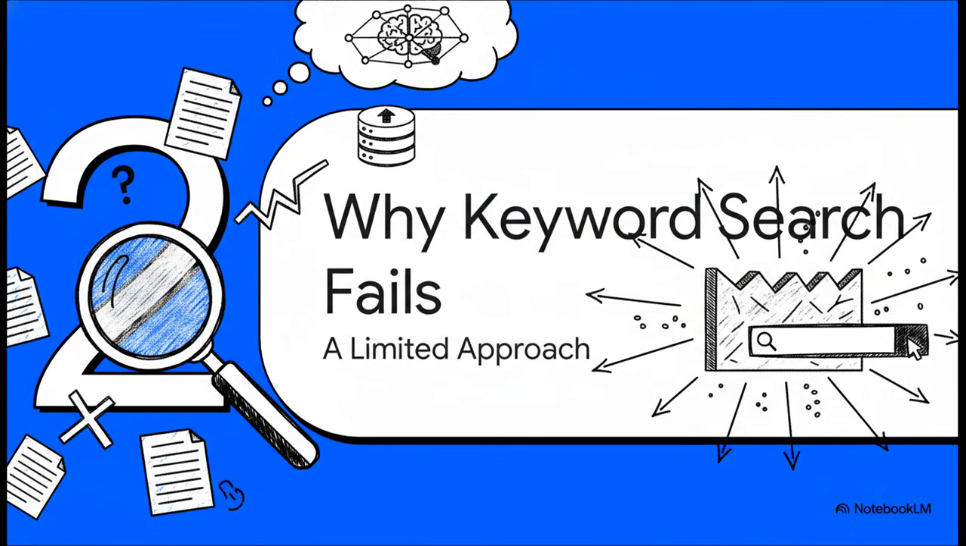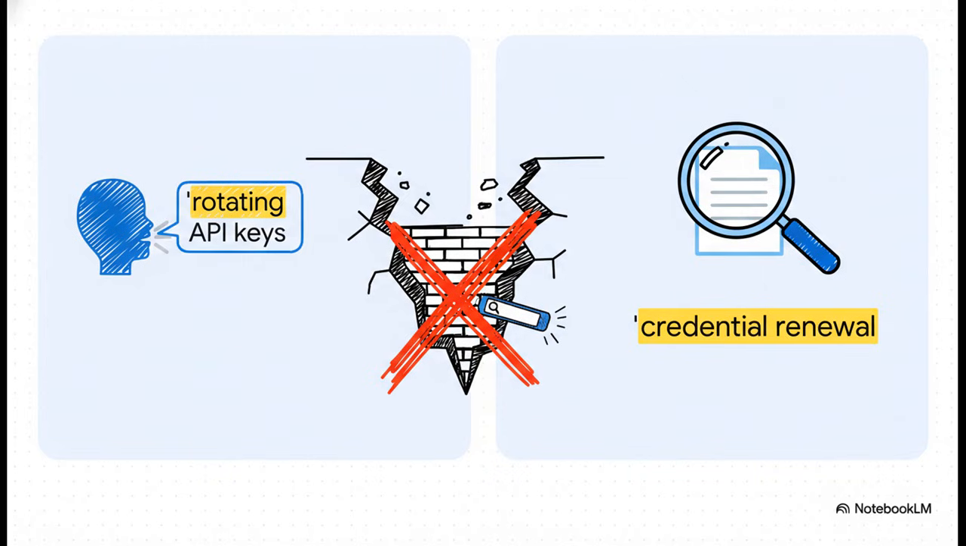So you might be thinking, okay, but why can't we just use what we've always used? A good old-fashioned search bar. Well, it turns out that our traditional way of finding things, keyword search, is just completely out of its depth here. It's not built for this new kind of challenge. Here's a perfect, simple example of the problem. A developer asks, how do I rotate API keys, but your internal docs only talk about credential renewal? A keyword search is going to come up with absolutely nothing. It totally whiffs because it's just looking for matching words, and it's completely blind to the fact that these two phrases mean the exact same thing.